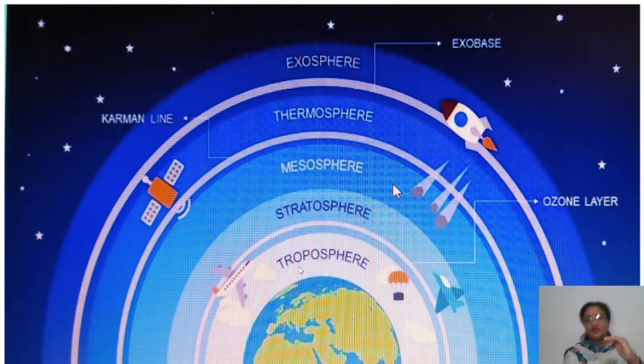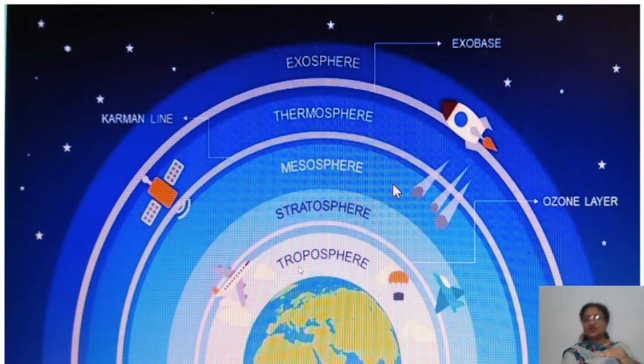Now, as we move towards the end of the troposphere, the upper limit of the troposphere is called the Tropopause, right? Tropopause is the upper limit of the troposphere. We can say that it is a transitional zone, which has a few features of the troposphere and a few features of the stratosphere, which is just above that, right?